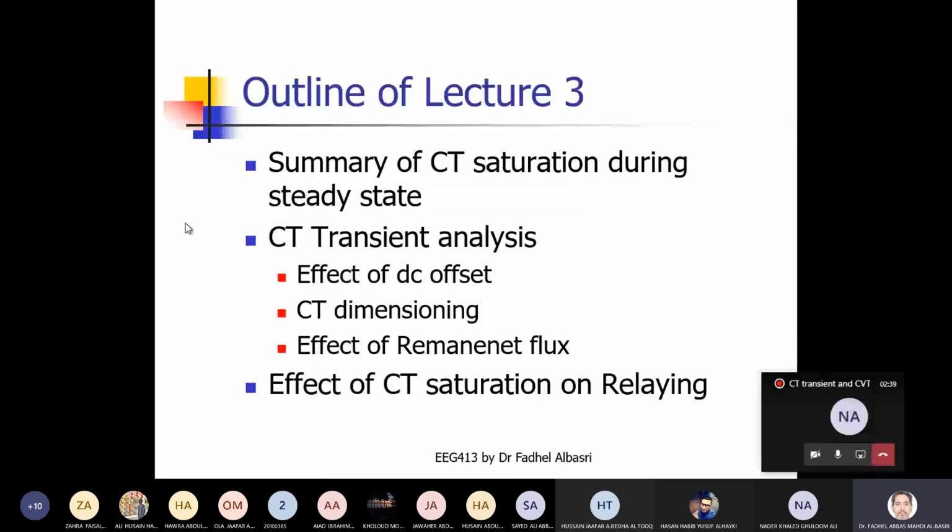Today, inshallah, my objective is to introduce how we choose a CT such that it won't saturate if we have a DC content in the fault current and also if there is a remnant flux in the core. We'll call this CT dimensioning. It means how you size the CT such that it won't saturate for DC and remnant flux. Then I will finalize with how CT saturation affects protection systems in general, and then I will cover the second part, which is the voltage transformers.